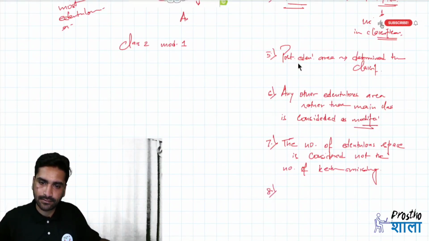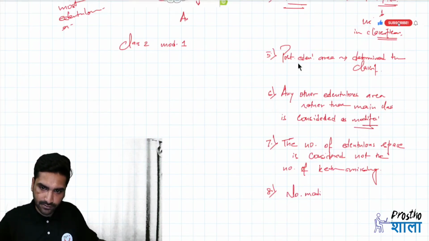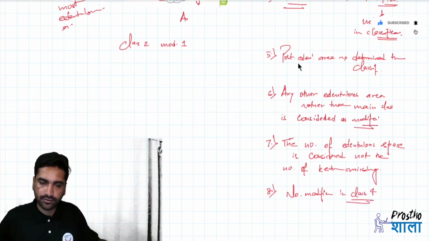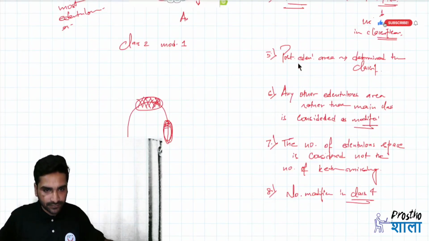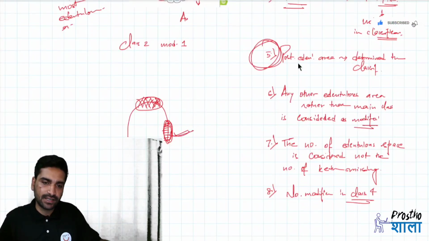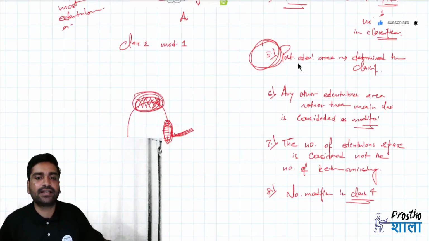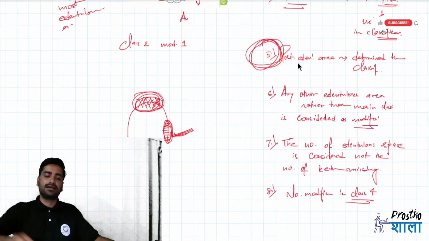Rule number 8, very easy: no modification in class 4. Suppose an anterior edentulous area like this is class 4. Now if I create one here also, this will determine the classification. Why? Because of rule number 5, the posterior edentulous area determines classification. That is why there cannot be any modification in class 4, because you will contradict the previous rules if you give a modification in class 4.